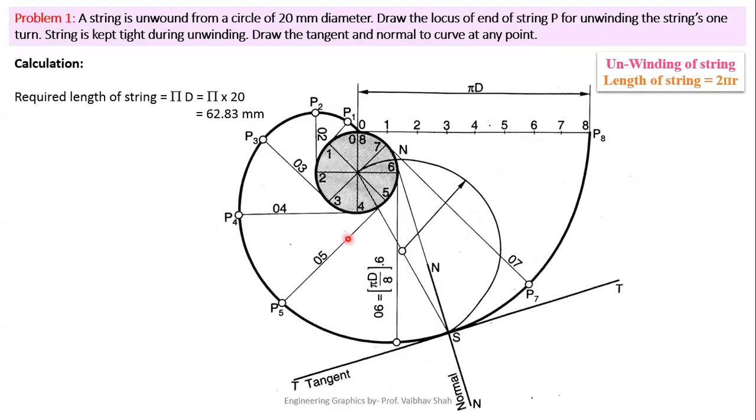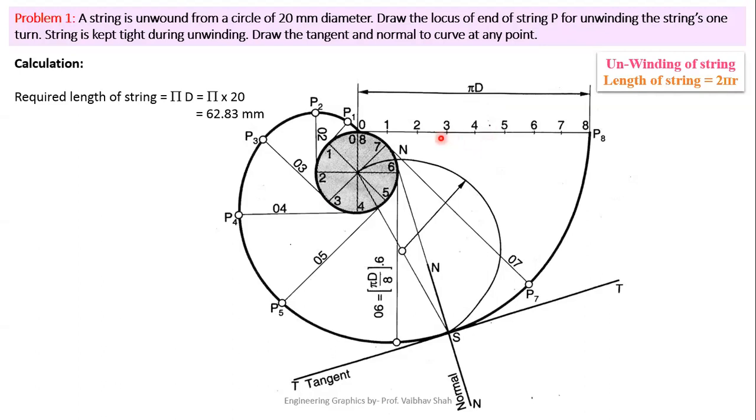You can select any way, whichever is convenient to you. In this case, we are drawing this horizontal line from the top of the circle. This line represents the required length of string. So our required length of string is pi d. That means this line is 62.83 mm. So you have to draw this horizontal line of your pi d distance, which is nothing but 62.83 mm.